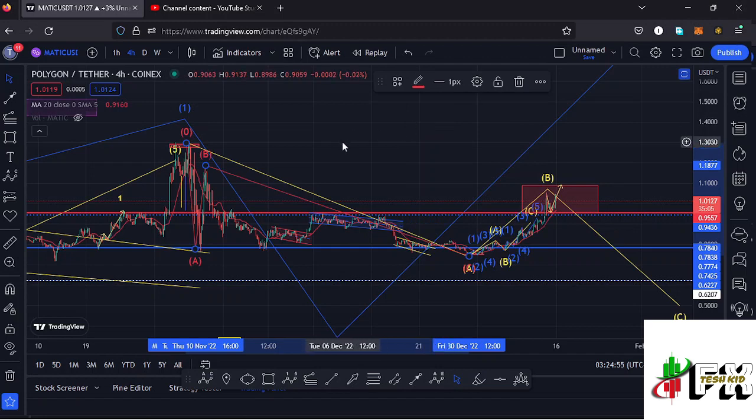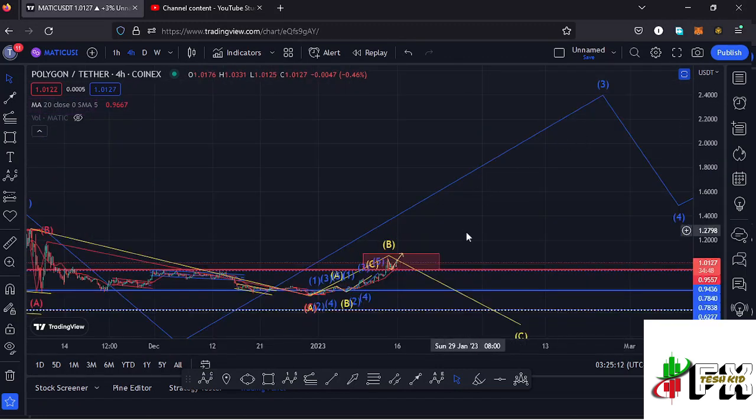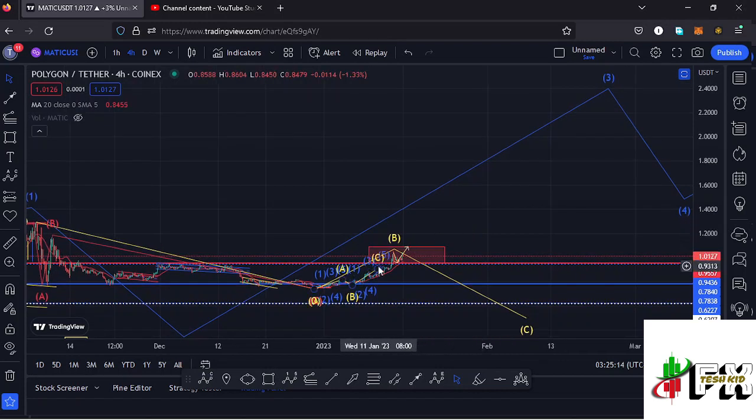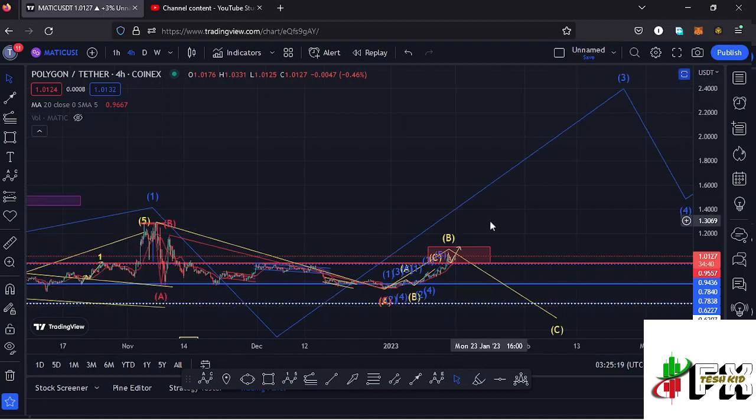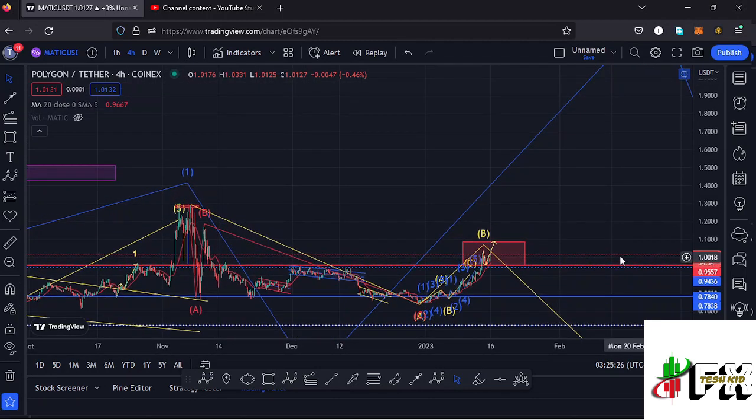And I can change the color of that other ABC corrective structure, and whatever we are seeing at the moment in what I'm terming as this wave B could be the start of this movement to the upside in the formation of this higher Elliott wave count 3. And for us to get a confirmation that in the formation of this wave 3, we need to manage to break above key areas here on the charts.